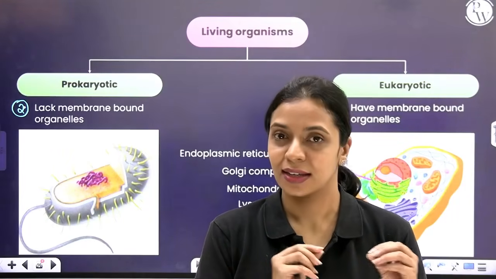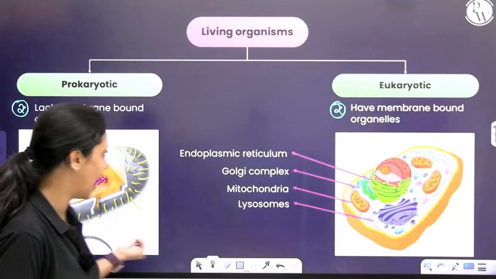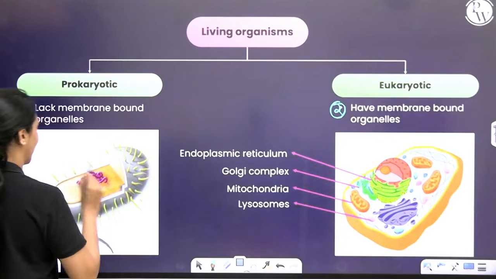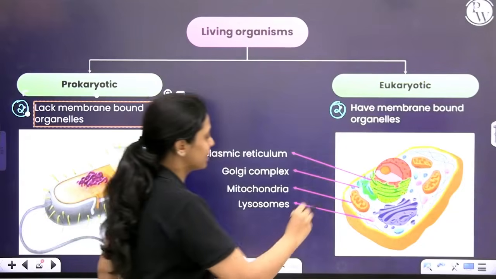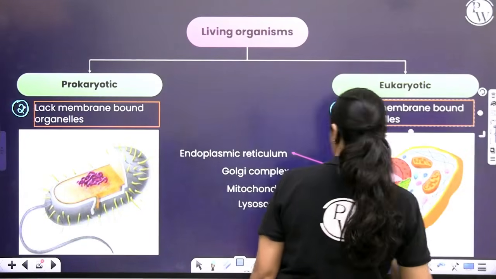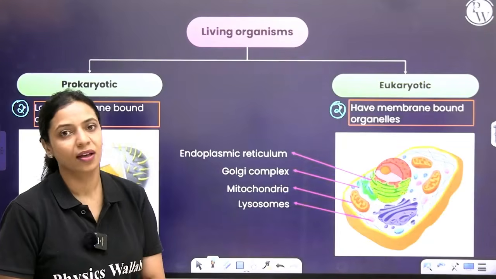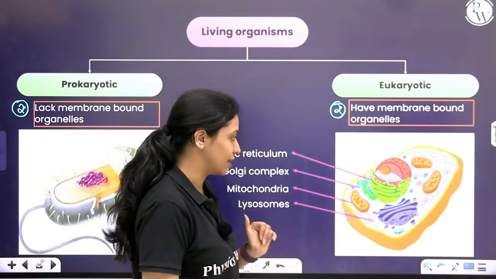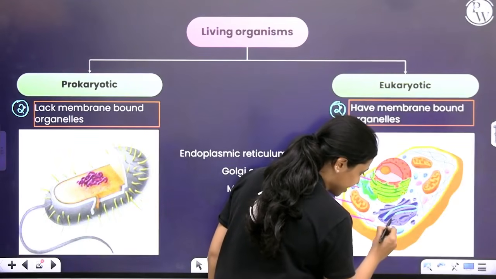You can see membrane-bound organelles being present in eukaryotes. Okay, so they lack the membrane-bound organelles. But here they do have membrane-bound organelles like endoplasmic reticulum, Golgi, mitochondria, lysosomes. All of these are membrane-bound organelles. Okay, so you can see how this is Golgi apparatus. It is bound by a membrane.